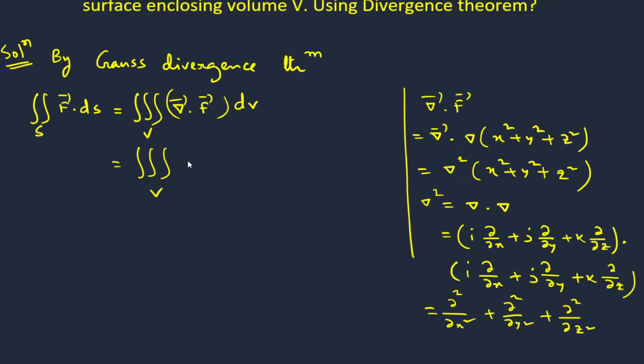So we can write, so here see, nabla dot f bar dV, nabla dot f bar dV is how much? Nabla dot f bar dV is nabla square of x square plus y square plus z square dV.